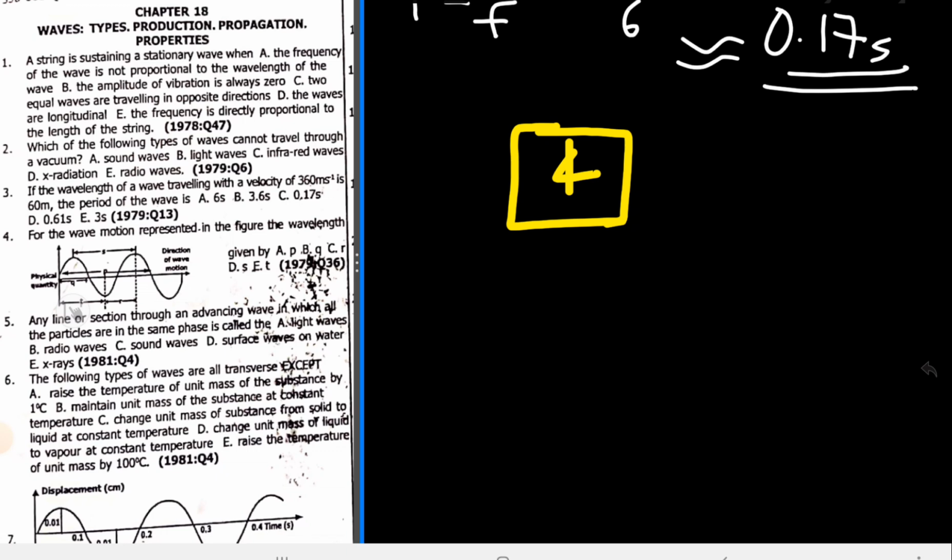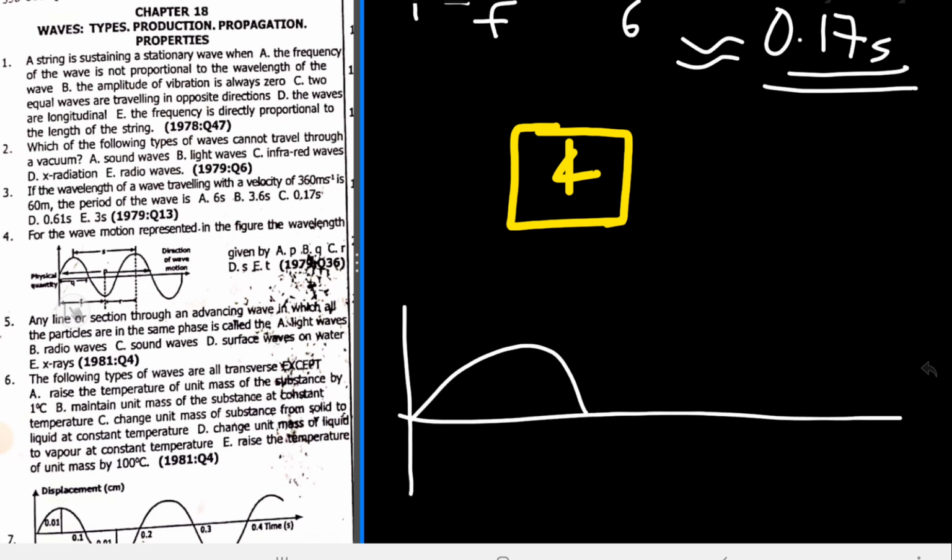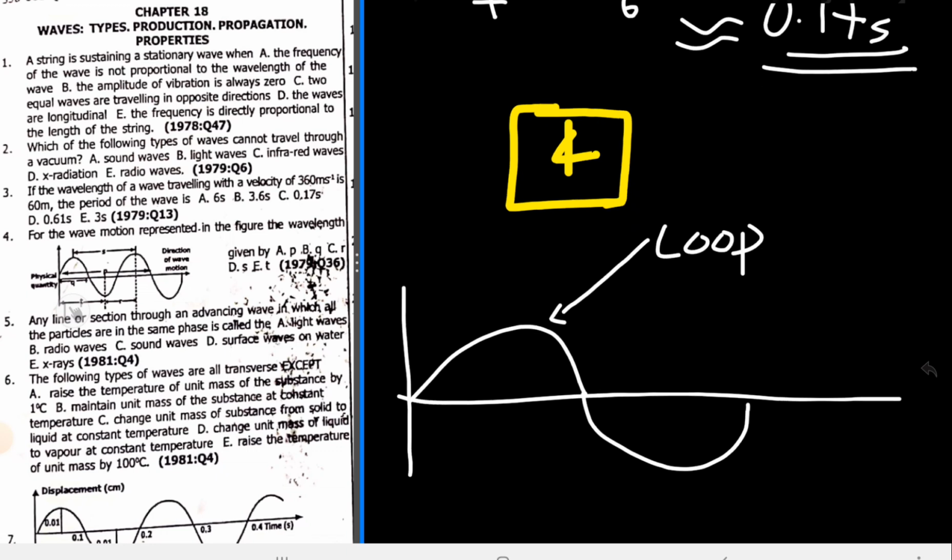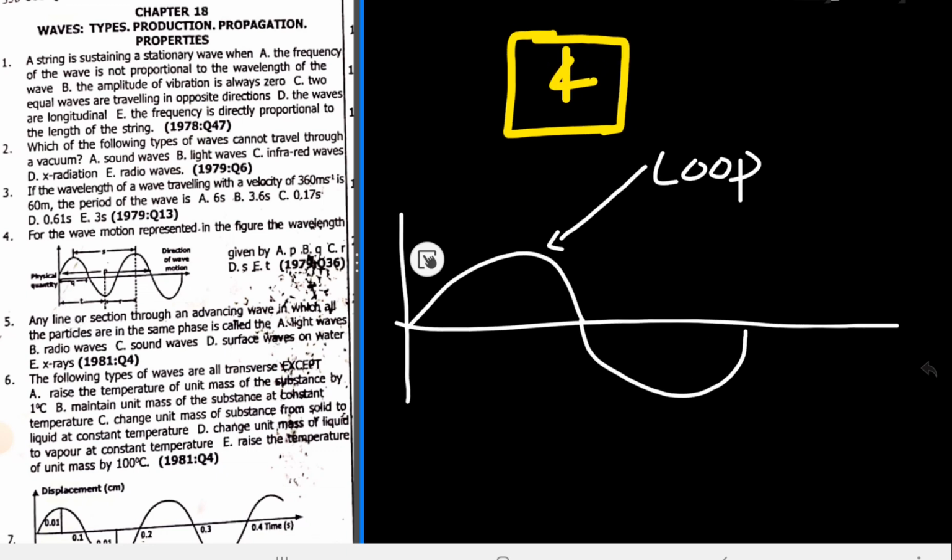Now I want to answer. For you to know wavelength, we get one line like this, and another line like this. Whenever you get something like this up, they call this one a loop. You can get another one down, they call that a loop again. This one is one loop, this one is one loop, this one is another loop. Whenever you get one loop and another loop, you get one wavelength. So what is a wavelength really? A wavelength is two loops, one loop and another loop. You get the point?